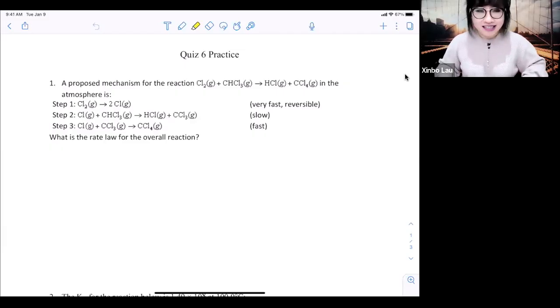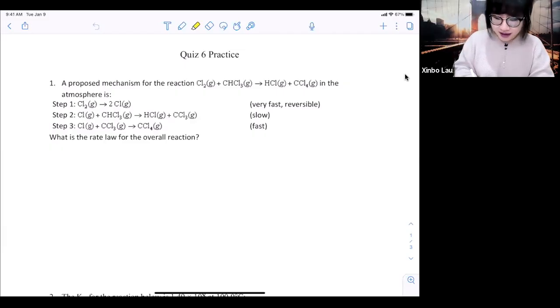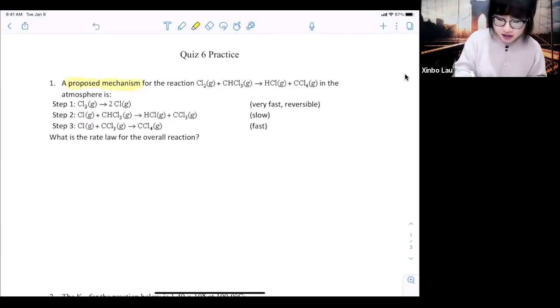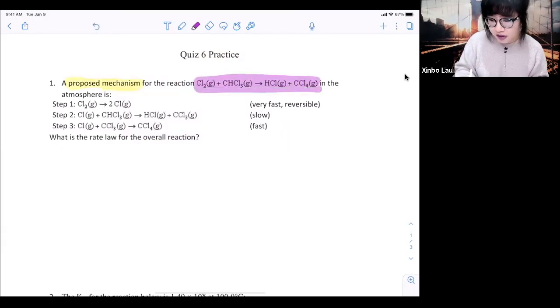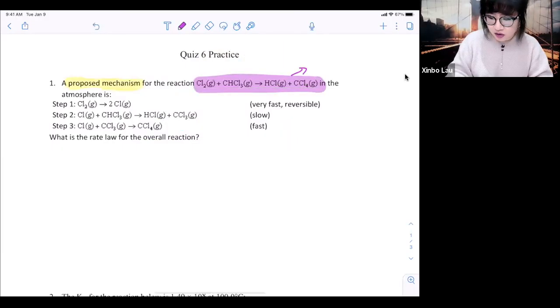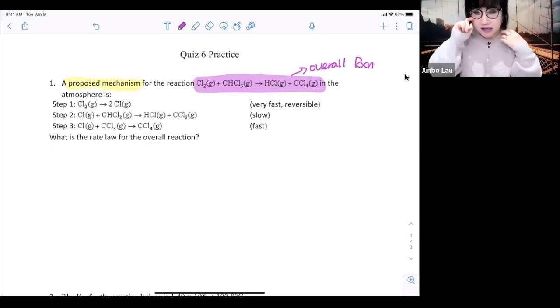Back to the first topic: mechanism. As we said, this is a proposed mechanism, so it's in theory. People say, for this overall reaction, and even though the wording is the overall reaction, you should recognize that this reaction is your overall reaction. For this overall reaction, people propose these 3 steps. They say, I think we'll take these 3 steps, then we'll have our overall reaction.